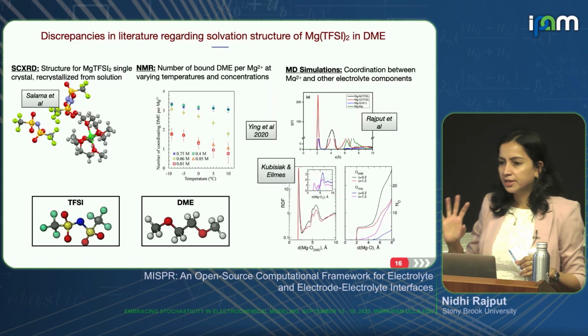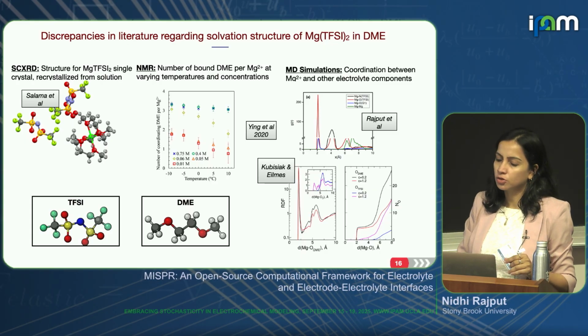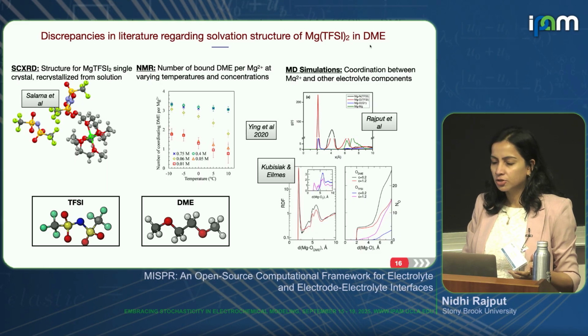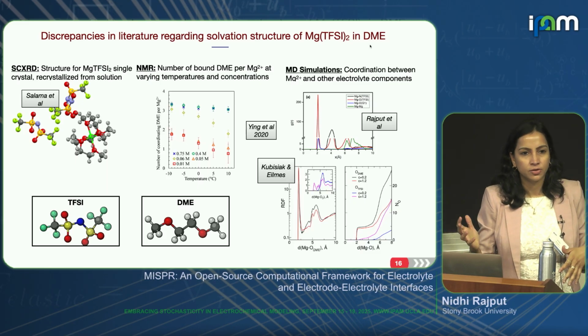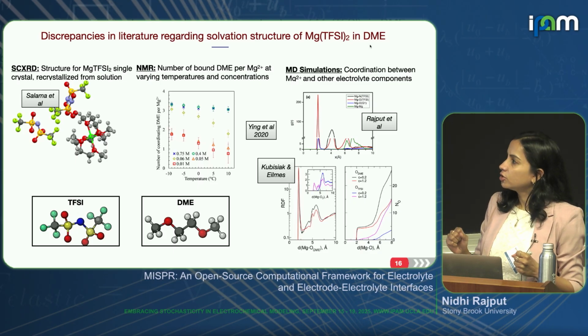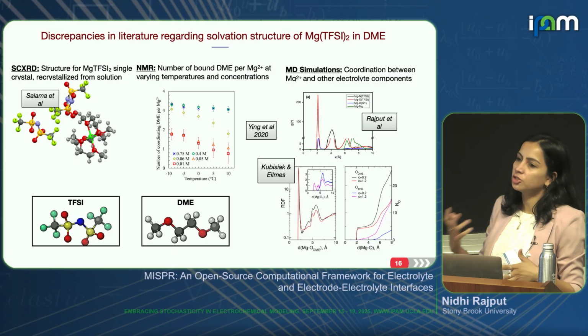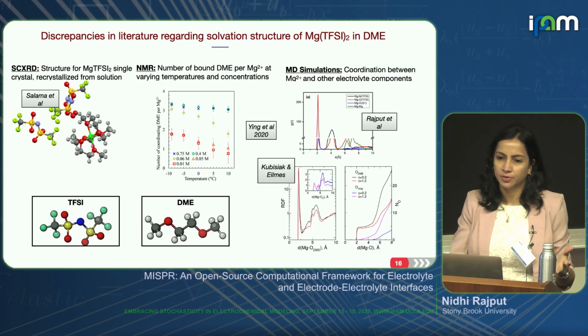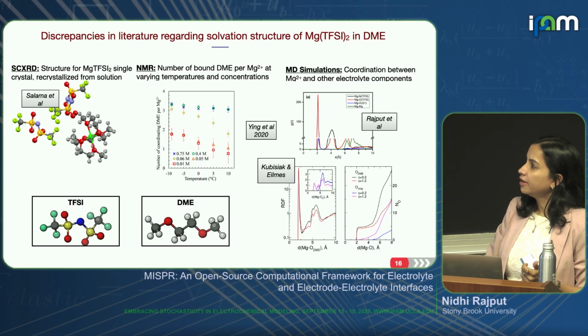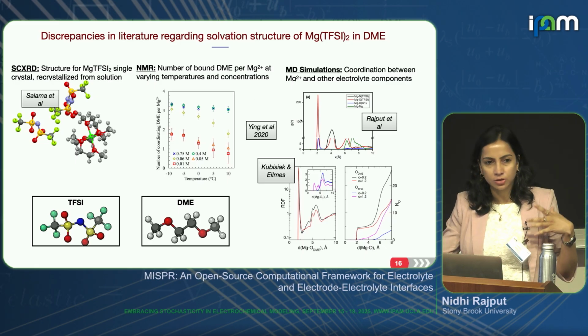All right, so I'll show you an example where we use the workflow to resolve the discrepancy in the solvation structure of this electrolyte, magnesium TFSI and DME solvent. It's a very well-studied electrolyte because it gives a lot of good properties in magnesium batteries. Some of the previously reported SCXRD experiments suggest that we are forming solvent-separated ion pairs in the solution, whereas some of the previous simulations suggest that we are forming ion pairs in the solution.